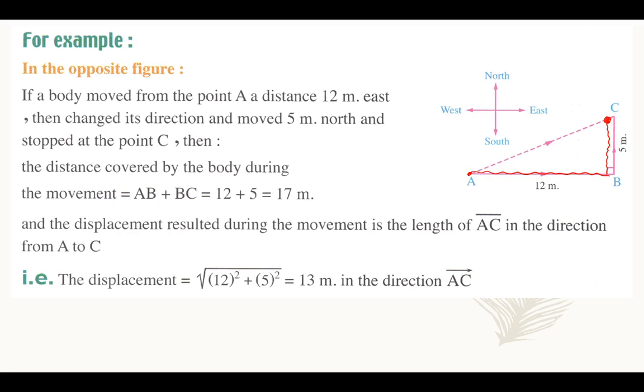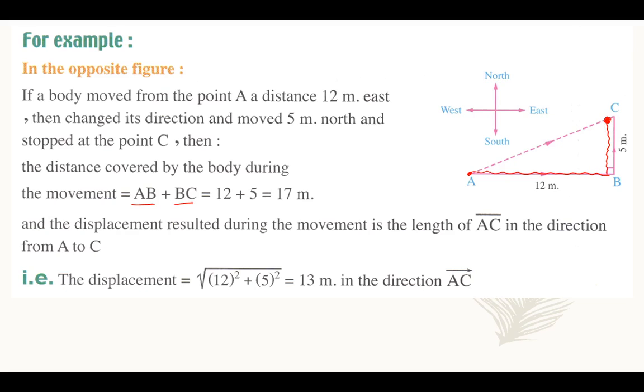Then the distance covered by the body will be AB plus BC. So it will be 12 plus 5, which equals 17 meters.